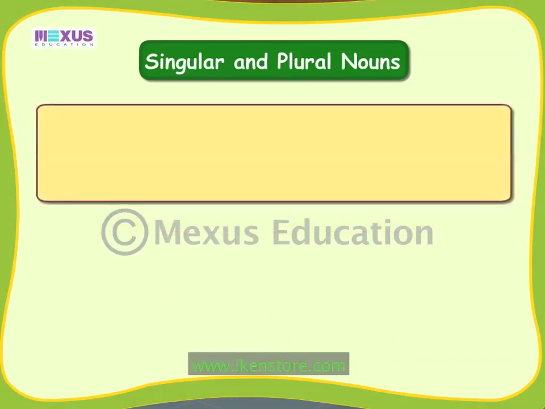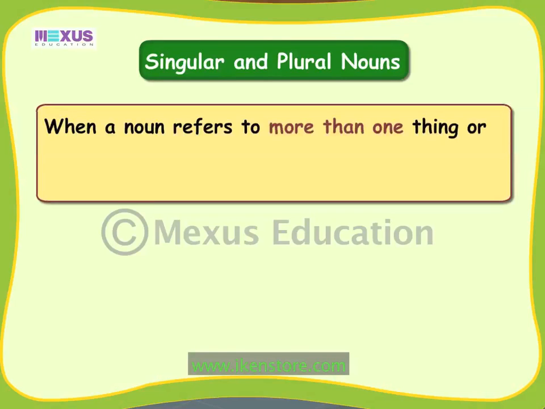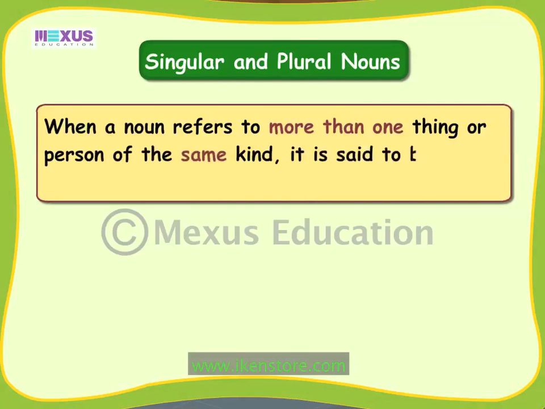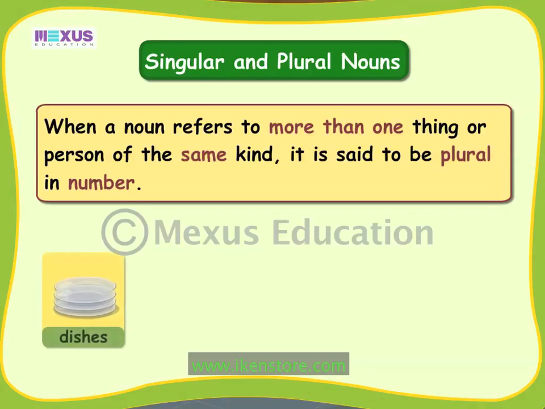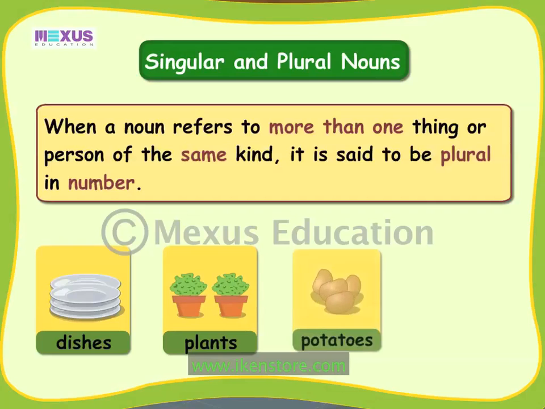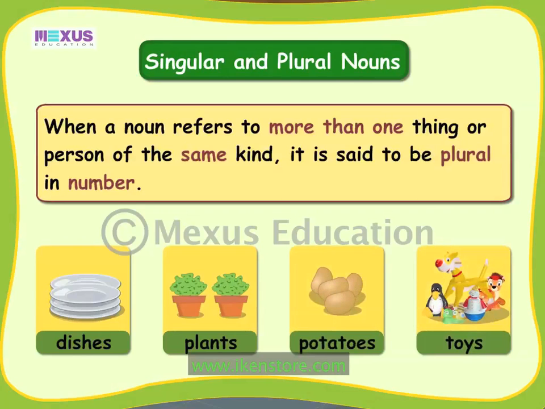However, when a noun refers to more than one thing or person of the same kind, it is said to be plural in number. For example, dishes, plants, potatoes, and toys are nouns that are plural in number.